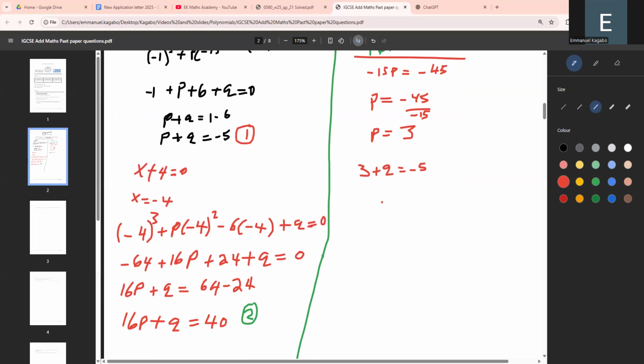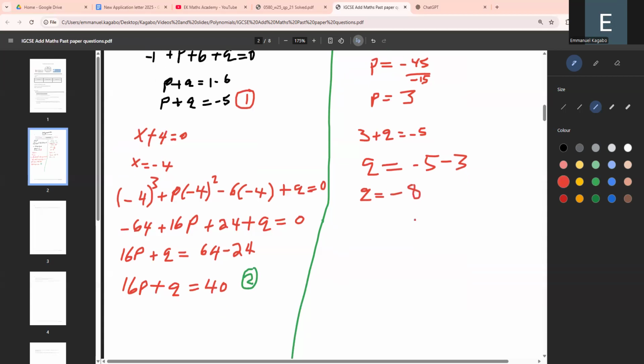Then what do I get here? I'm going to collect like terms. Q will be equal to minus 5, then minus 3, because when a number crosses the equal sign, the sign changes. So I'm going to have minus 8. Okay, I hope you have understood that.